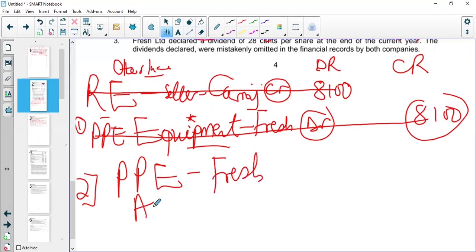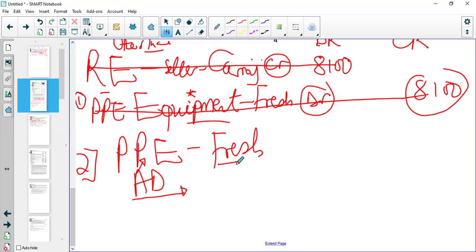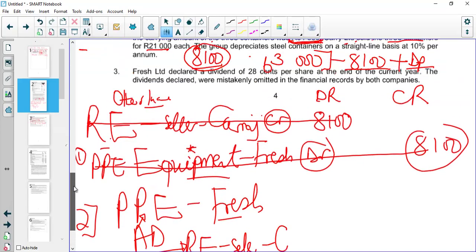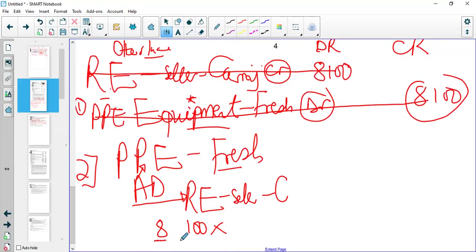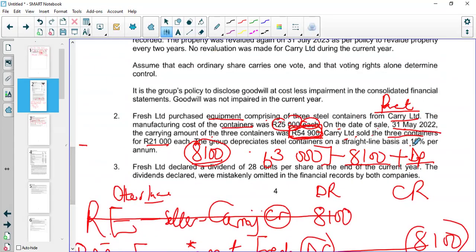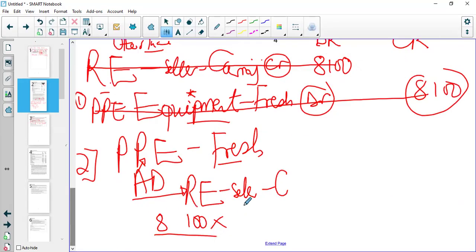Sometimes they say accumulated depreciation, but remember accumulated depreciation is part of PPE. And then it's Fresh, then retained earnings, because we are calculating depreciation realized last year of the seller. The depreciation realized is calculated on the profit or loss, not on the full amount. So you get marks for writing this correctly. It's the profit figure multiplied by 10%, you get marks for using the correct rate.